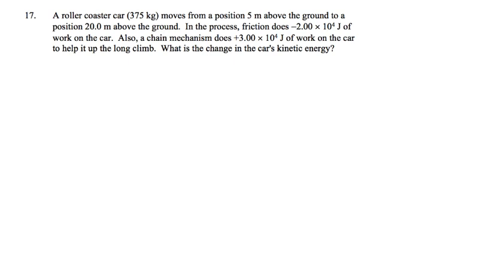Also notice that there's 2 works here. Friction is doing negative work, and the chain mechanism is doing positive work. So I've got the amount of work being done in the time to go from 5 meters to 20 meters. I can just put them together because that's my net work. I don't really have to write them as 2 separate works. I'll just write them as one net amount of work. So my equation is KO plus UO plus work equals KF plus UF.